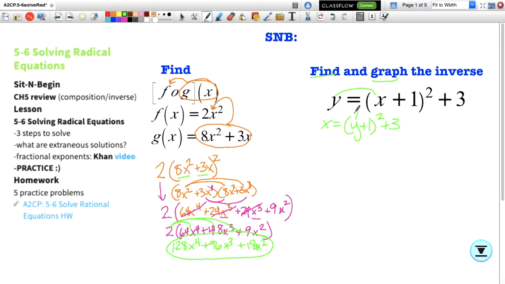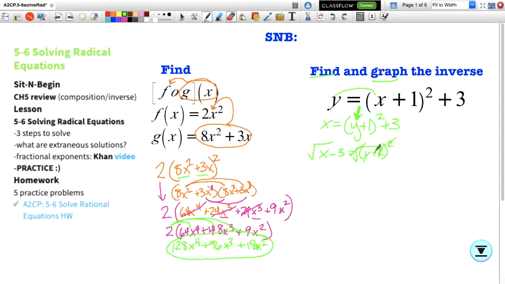Now I need to get this y right here alone and positive. So I'm going to go outside the parentheses first and get rid of this plus 3 by subtracting it. Then I'm going to have y plus 1 squared over here. Oops, 1 squared. So I can't move this plus 1 over till I get rid of that squared. So I'm going to root at this point.